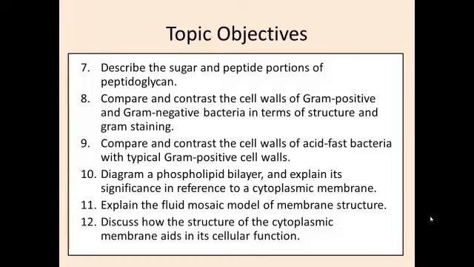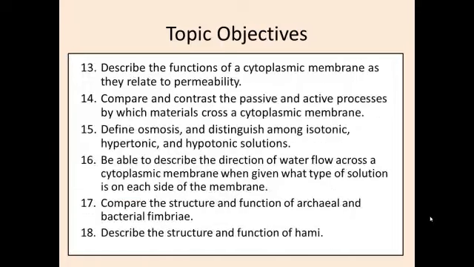Diagram a phospholipid bilayer and explain its significance in reference to a cytoplasmic membrane. Explain the fluid mosaic model of membrane structure. Discuss how the structure of the cytoplasmic membrane aids in its cellular function. Describe the functions of a cytoplasmic membrane as they relate to permeability. Compare and contrast the passive and active processes by which materials cross a cytoplasmic membrane.